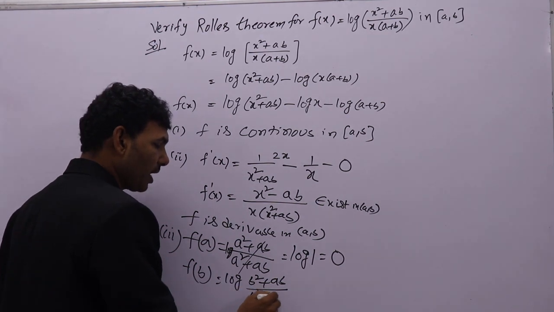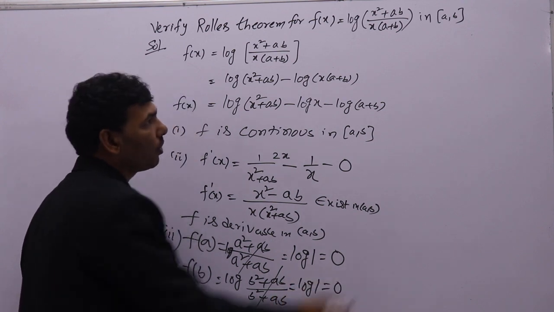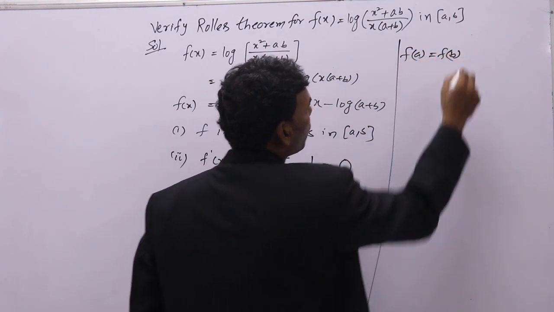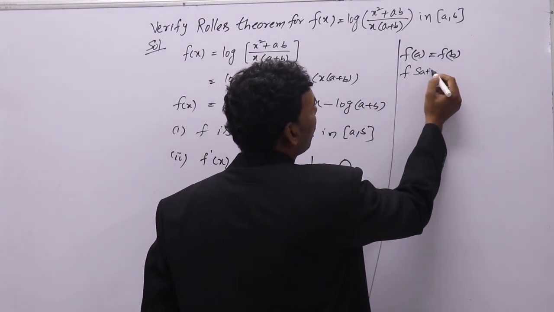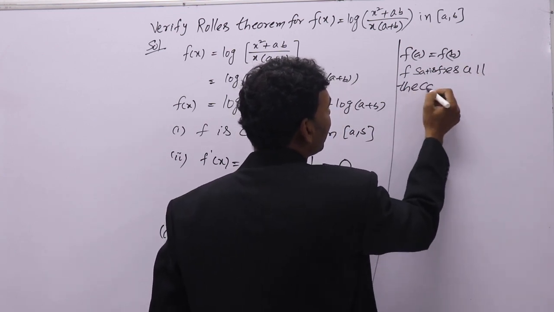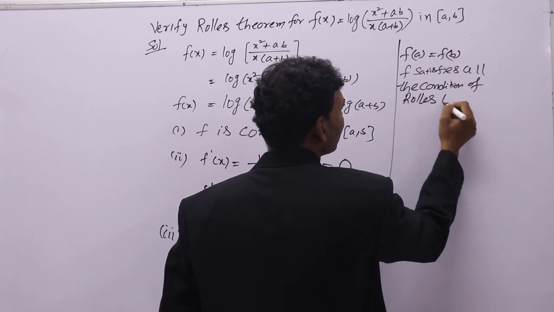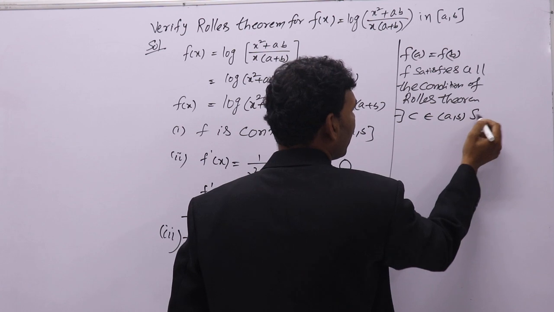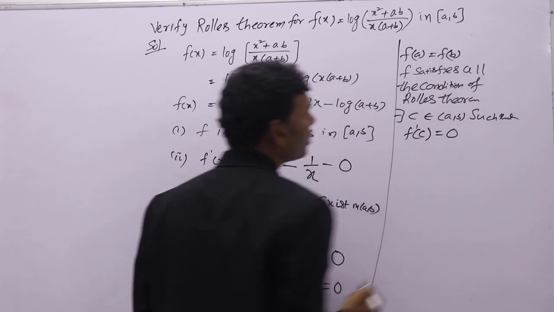B square plus ab, again you will get. Both can get cancelled. Log 1 equal to 0. What it means? F satisfies the third condition also. That means F satisfies all the conditions of Rolle's theorem. Then what happens? There exists C in open interval a comma b such that f dash of c equal to 0.